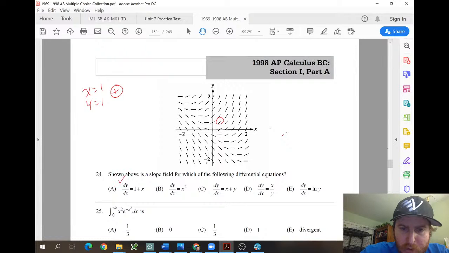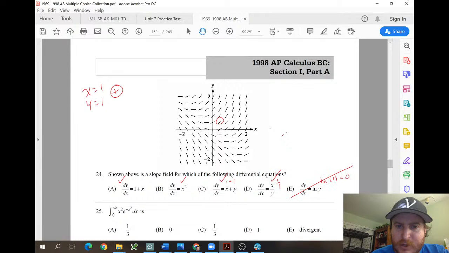1 squared is positive, that worked. 1 plus 1 is positive, that worked. 1 over 1 is positive, that worked. And the ln of 1, this one doesn't work. The ln of 1 is actually 0. So we can cross out choice E. We know it's not E.